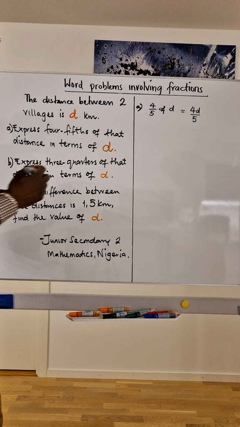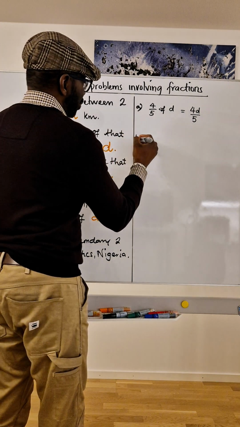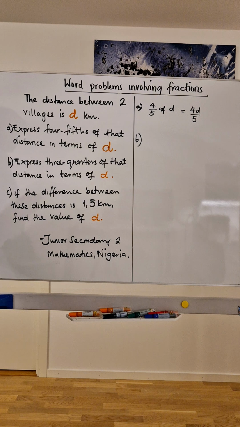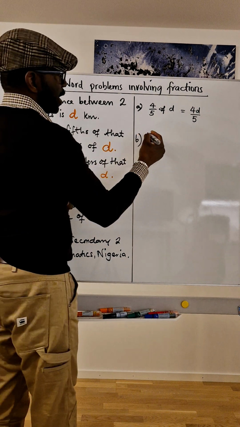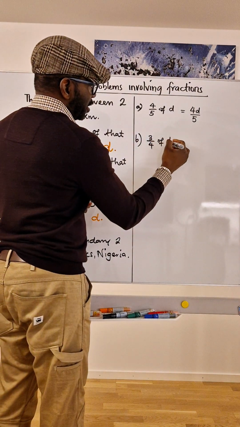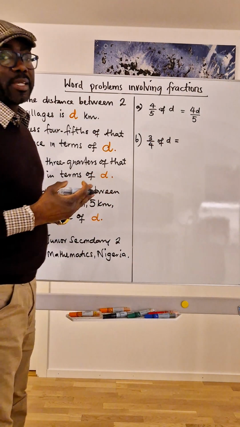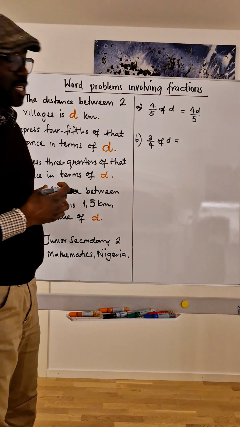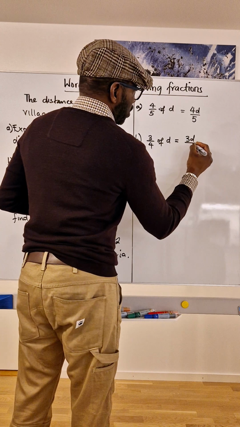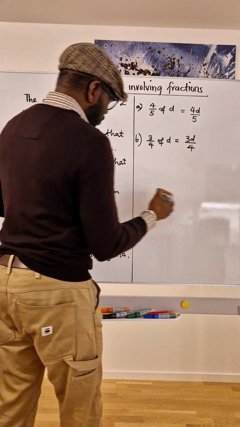We're going to have a similar situation with part b, where we express 3/4 of that distance in terms of d. So 3/4 is 3 over 4 of d. If we do a multiplication, 3 over 4 times d, we get 3d over 4.